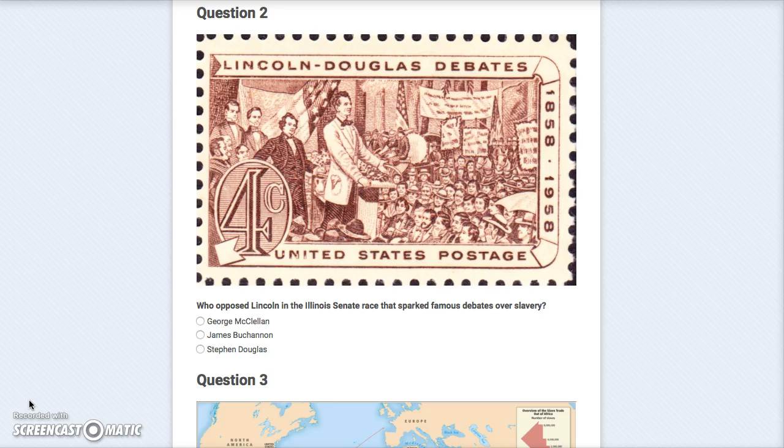Question 2. Reading from the picture: Lincoln-Douglas debates, 1858. United States postage, 4 cents. Who opposed Lincoln in the Illinois Senate race that sparked famous debates over slavery? George McClellan, James Buchanan, Stephen Douglas. Again, I'll give you a few seconds to answer the question, then I'll move on.